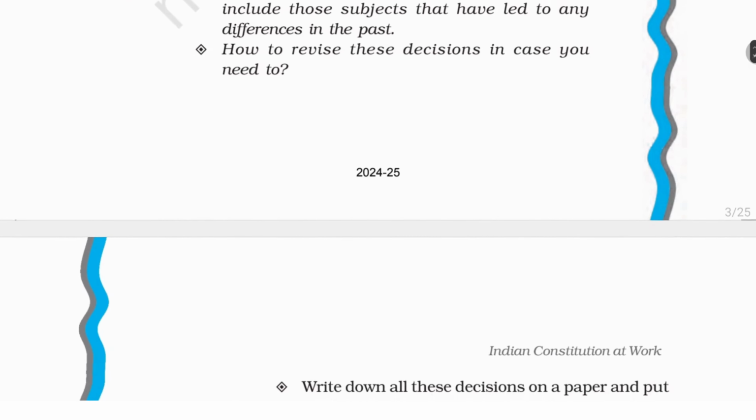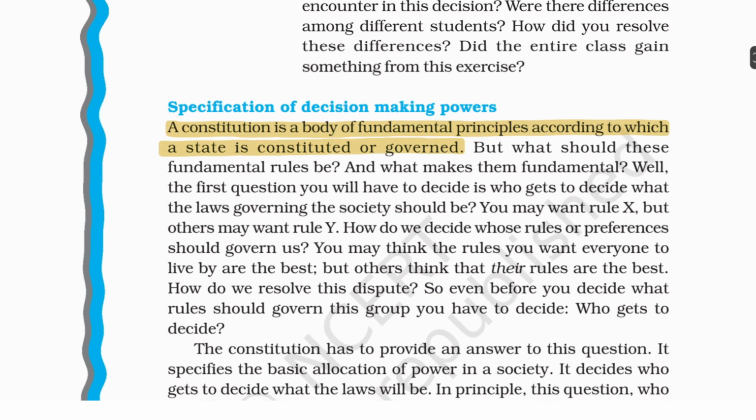Reading further, significance of decision making powers. A constitution is a body of fundamental principles according to which a state is constituted and/or governed. But what should these fundamental rules be? And what makes them fundamental?